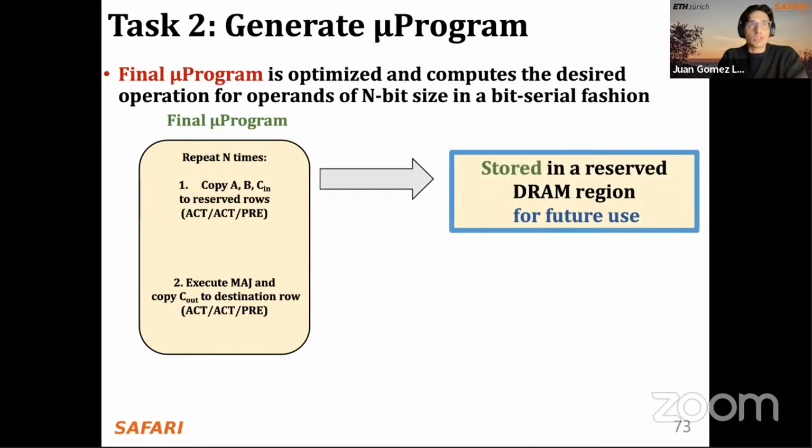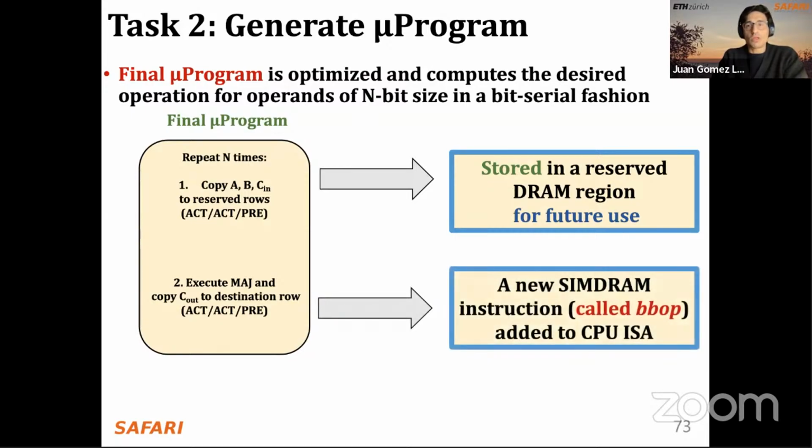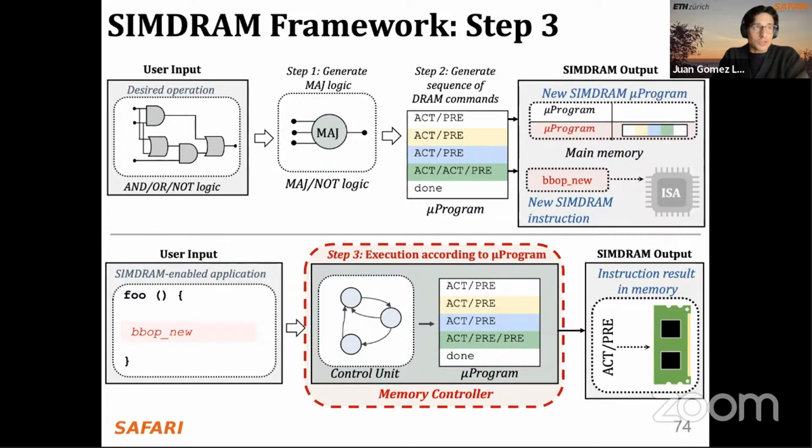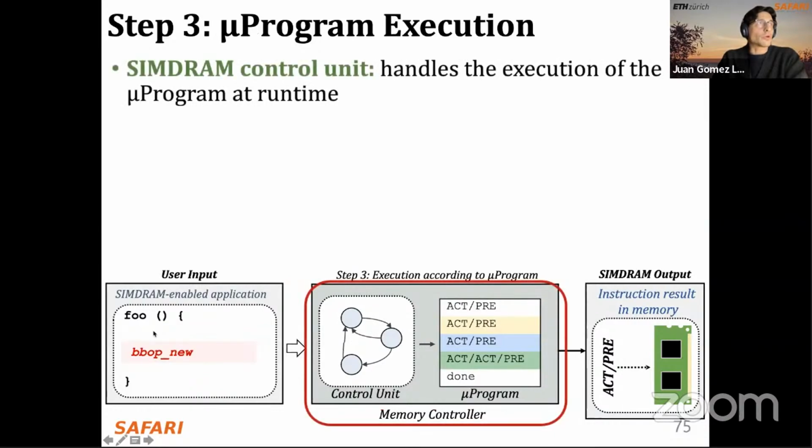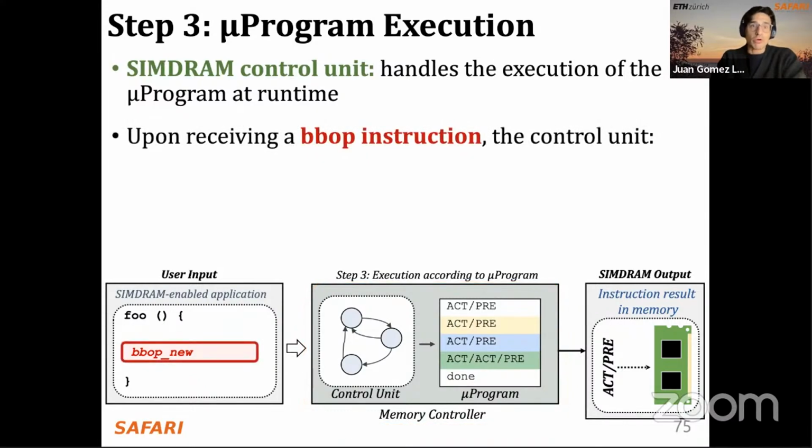So this microprogram is stored in a reserved DRAM region, and now it's time to add the SIMDRAM instruction, the new instruction, to the CPU ISA. And the CPU will use it, as we are going to see in step 3, which is the execution according to the microprogram after someone has used the new instruction. This bbop_new is a SIMD instruction used by the programmer in a certain application. And we are going to see what the SIMDRAM control unit needs to do to execute the microprogram when it receives the new bbop instruction.